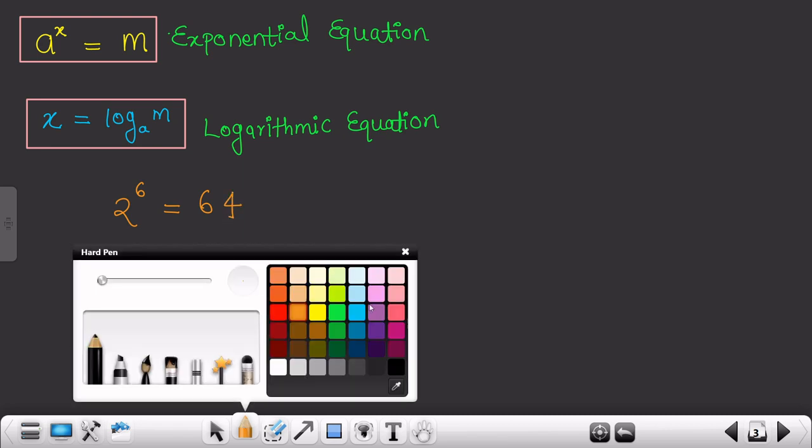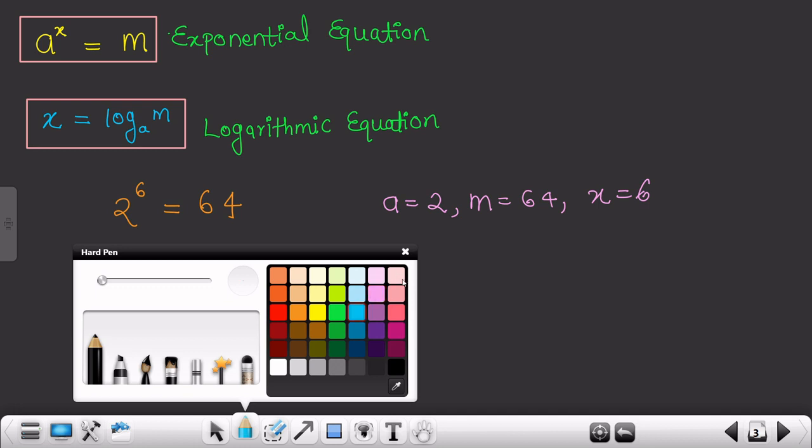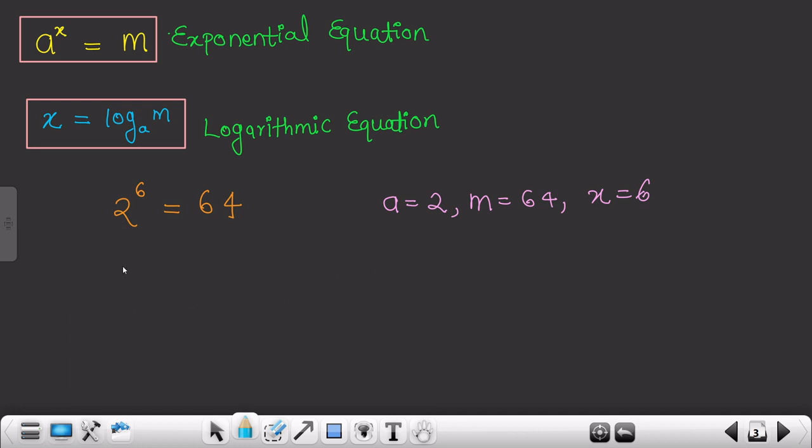First of all, we'll see our base, our a is 2. Then we have m as 64, and then we have x as 6. Good. So now it is absolutely easy for us to write it in logarithmic form. It would be 6 is equal to log to the base 2 of 64.